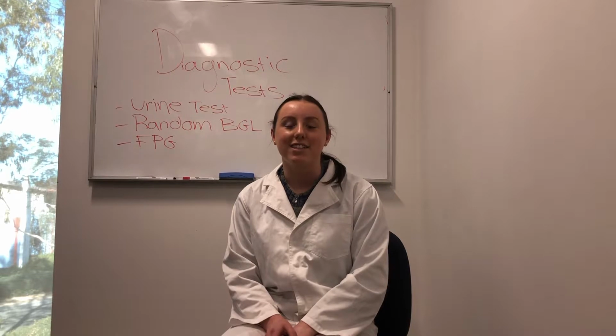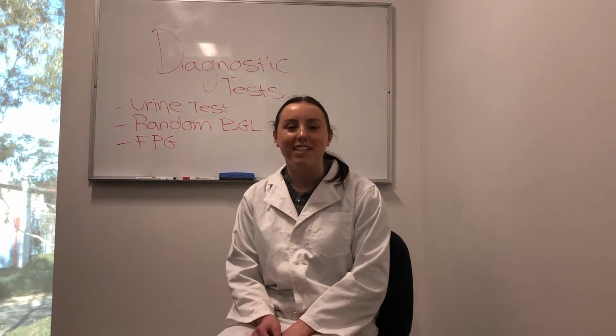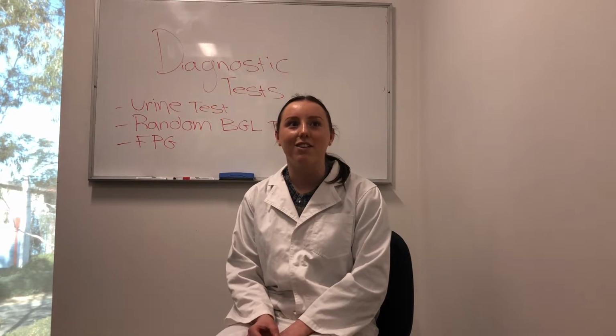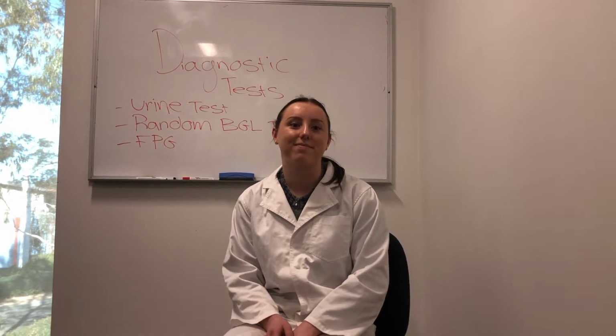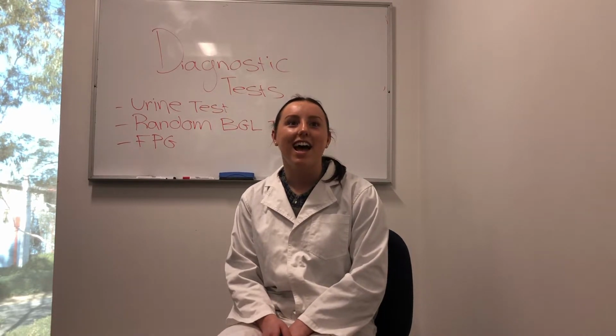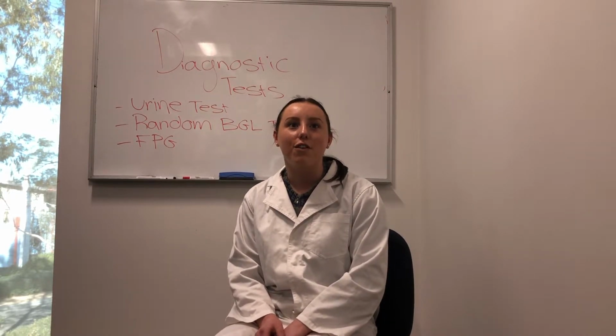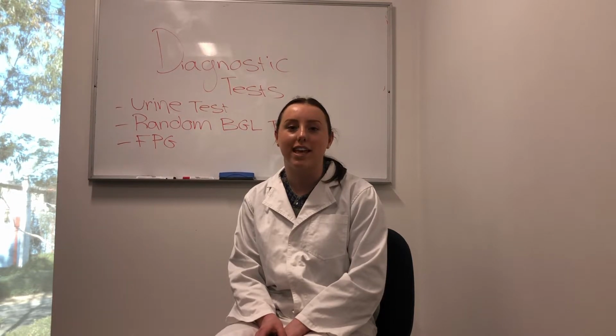A second test is a random blood sugar test. This means it can be taken regardless whether they have eaten or not, and results of 11.1 millimoles per litre or higher indicate a risk of diabetes. The third test is an A1C test. This is an overlook of the child's blood glucose levels over the past couple of months, and results of 6.5% or higher over the two tests indicate diabetes.